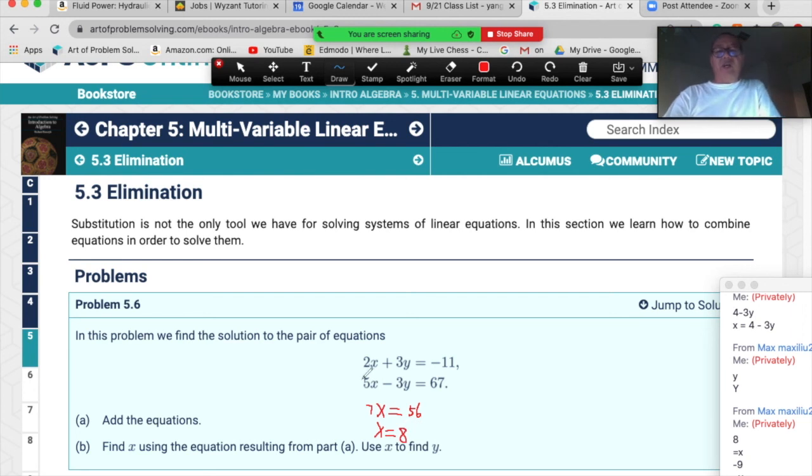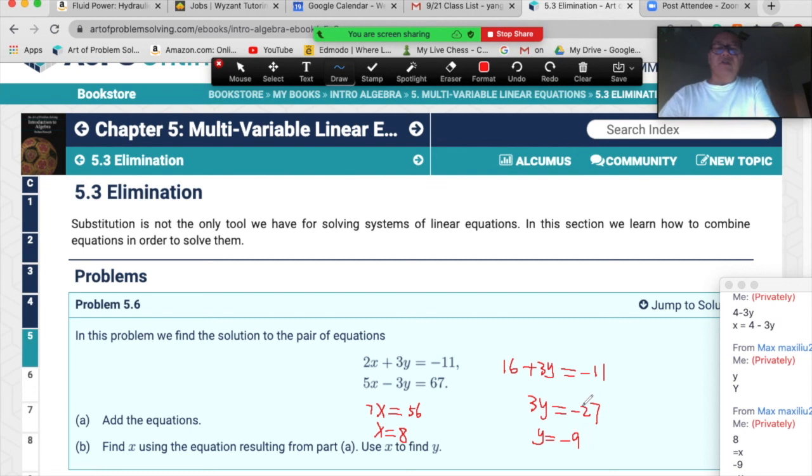After you get x equals 8, you can plug into either equation to get y. But always pick the one with the smaller coefficients. That will make the operation easier. So plugging into the first equation is easier. You get 2 times 8, that's 16, plus 3y equals negative 11. Now both sides minus 16, you get 3y equals negative 27. Then both sides divided by 3, you get y equals negative 9.